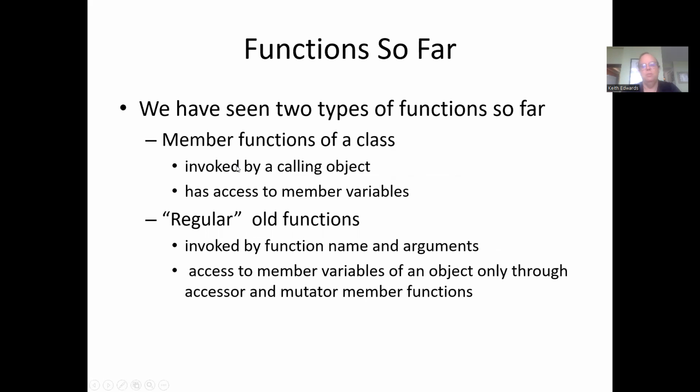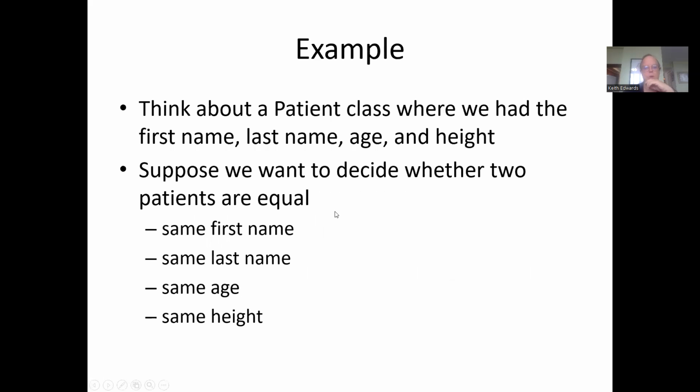So we've seen two types of functions so far. Member functions within a class. These are invoked by the calling object, and they have access to the member variables directly. So we can just use the name of the member variable. And then regular old functions. These are invoked by function name and arguments. And if we have an object that's passed through to that function, then we have to use the accessor, mutator, member functions to get access to the private information. So it's a little bit less direct.